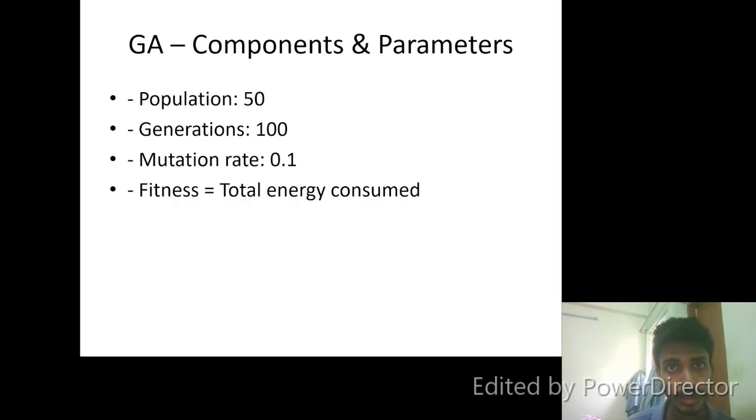For our implementation, we used specific parameters to guide the evolution. A population size of 50 solutions running for 100 generations with a mutation rate of 0.1 or 10%. The fitness was directly calculated based on the total energy consumed for each potential routing plan. These parameters influence how effectively the GA explores the solution space.